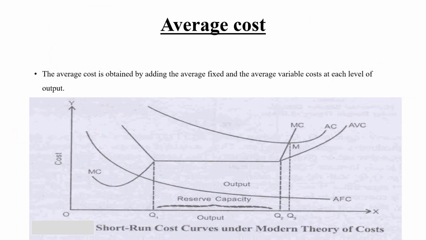The average cost curve. The average cost is obtained by adding the average fixed cost and the average variable cost at each level of output. In the figure you can see that the marginal cost curve cuts the average cost curve at its minimum point.